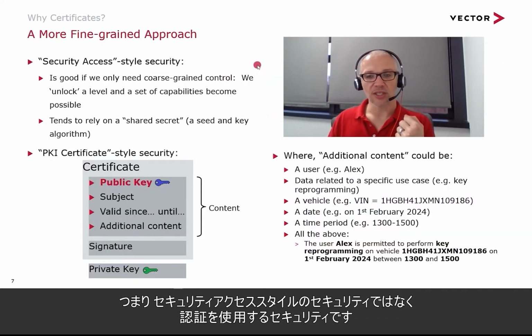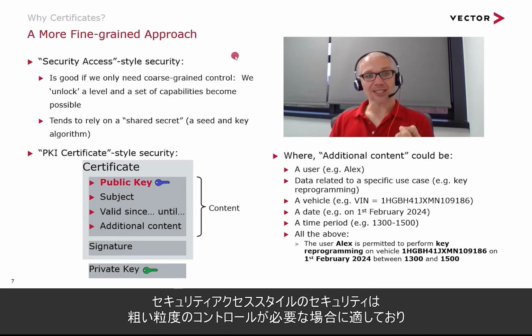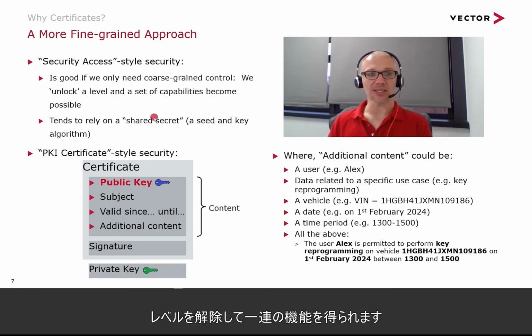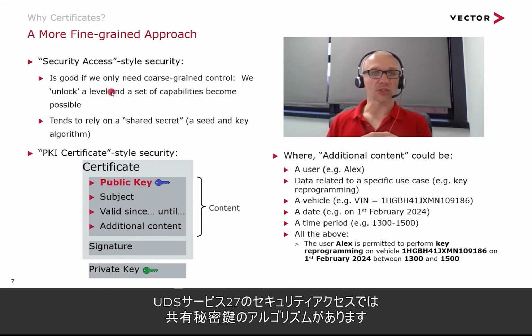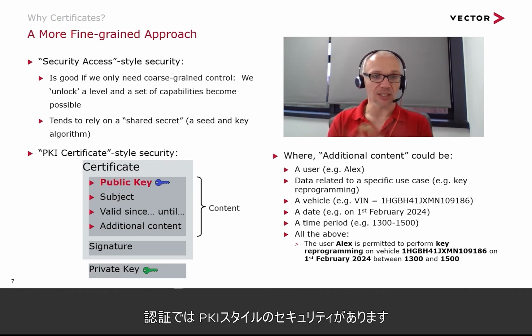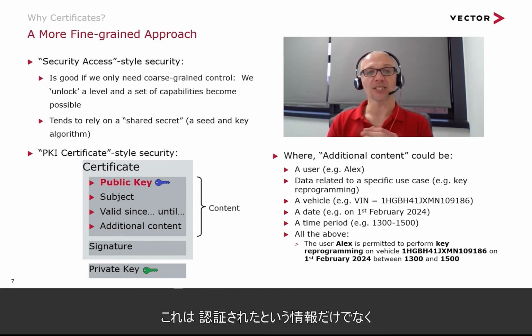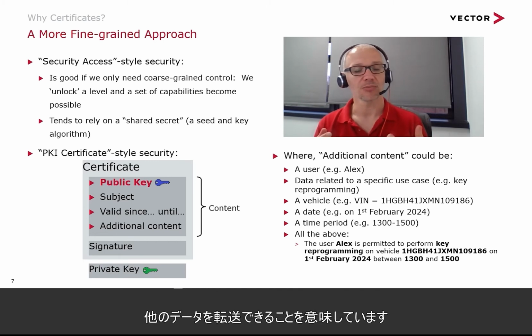So with authentication, rather than security access style security, lots of securities in that sentence, sorry. Security access style security is good if we want coarse-grained control. We unlock a level and we get a set of capabilities. With real security access, so UDS Service 27, we have a shared secret, a secret key algorithm. With authentication, we have PKI style security, and this means that we're able to transfer other data than just the means of saying we have authenticated.